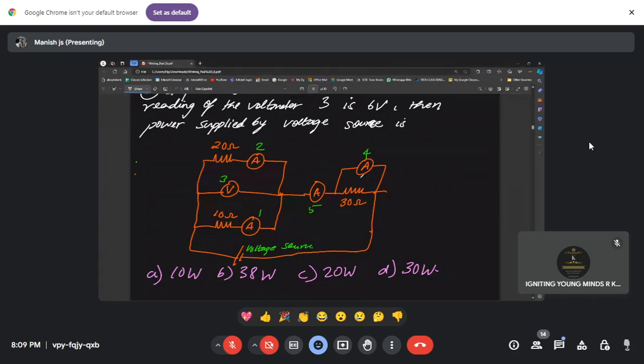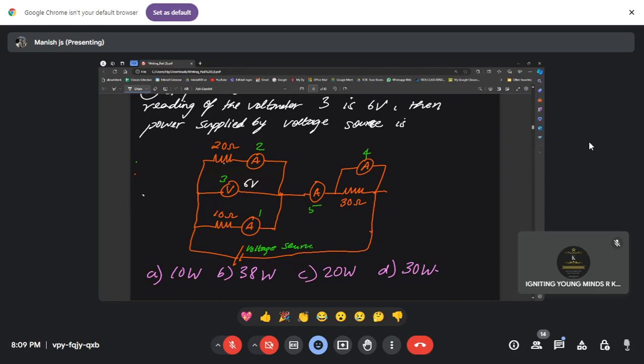Who can tell me the current through 20 ohms, children? What is the current passing through this 20 ohms resistor on the top? You can write a relation for the current. What is the current passing through 20 ohms? They have given us the value of the voltage. They are telling us this is 6 volts.